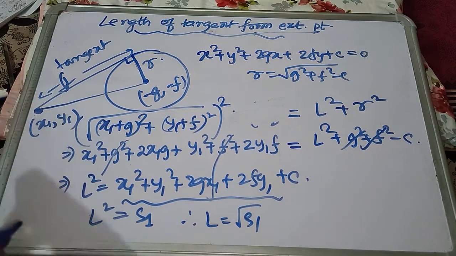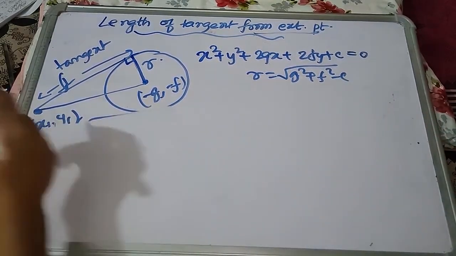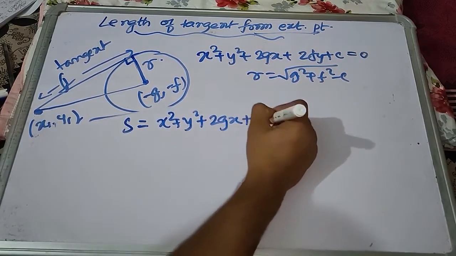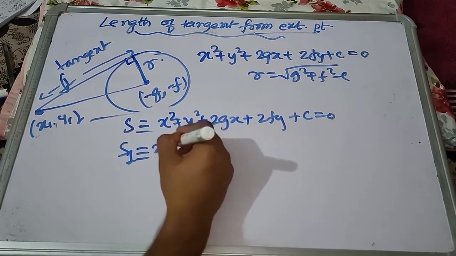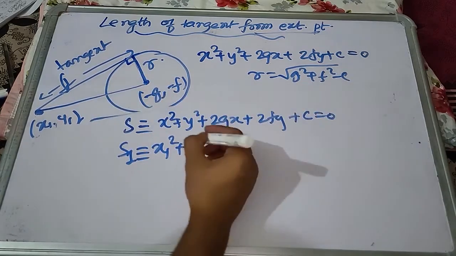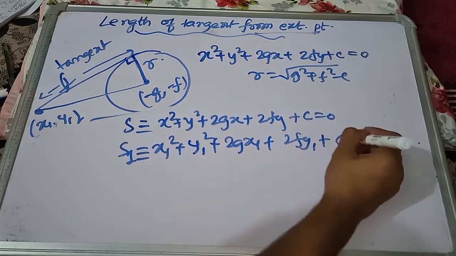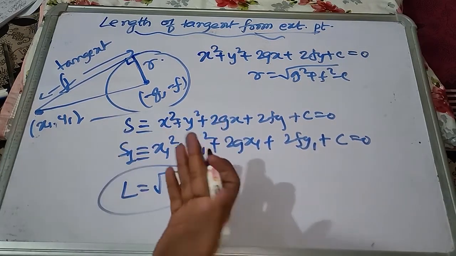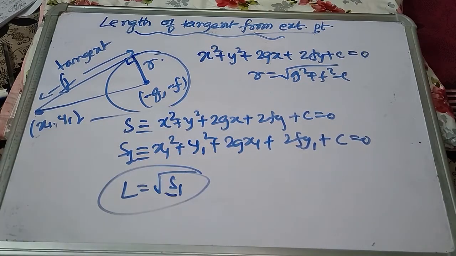Now let me tell you what s1 means. These are important notations in coordinate geometry. Suppose you have the equation of the circle x square plus y square plus 2gx plus 2fy plus c equals 0. s1 corresponds to x1, y1: put x1, y1 into this. This is your s1: x1 square plus y1 square plus 2gx1 plus 2fy1 plus c. Therefore we found that L equals root under s1. This is how you can remember: put, then root. Put the value, then root the value. I hope this was very simple and you understand it clearly. Let us move ahead.